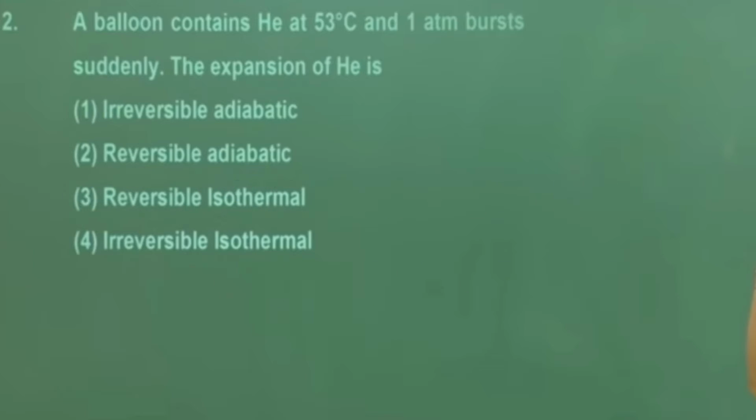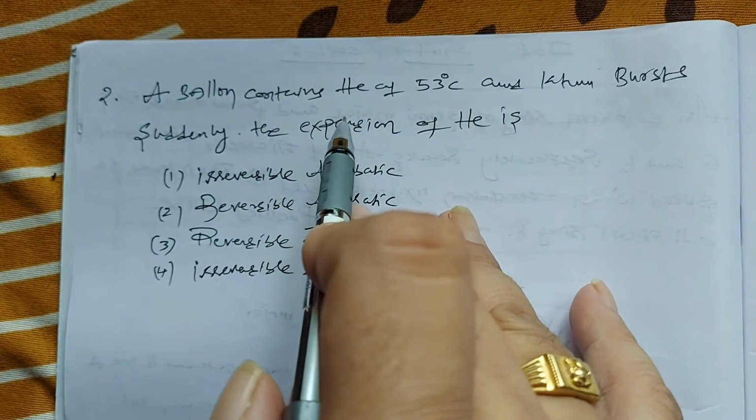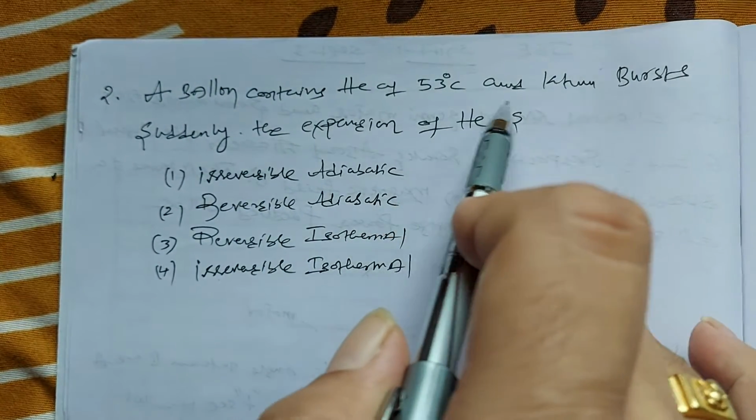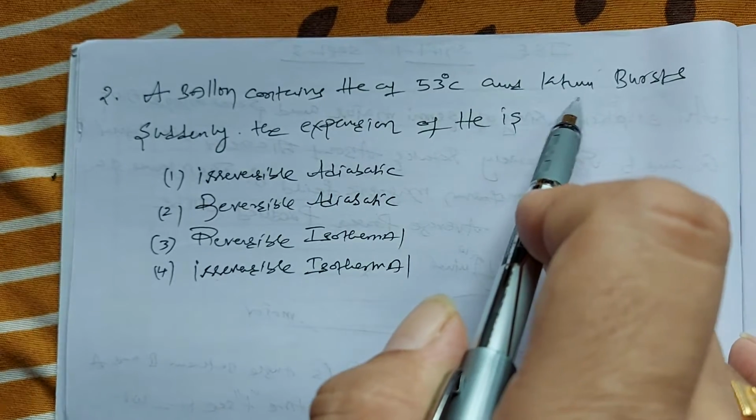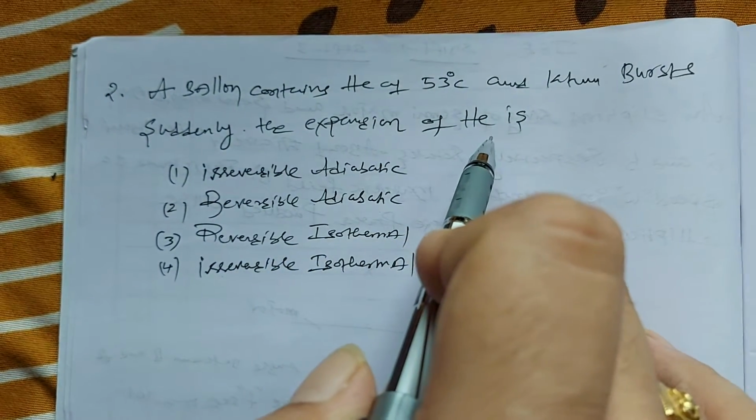Okay, students, now we are going to discuss another question. Please read this question. A balloon contains helium at 53 degrees centigrade and 1 atmosphere, and bursts suddenly. The expansion of helium is.